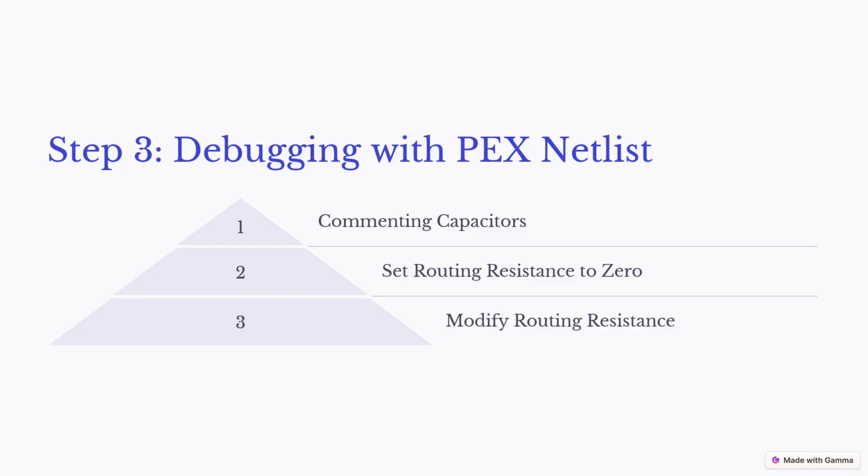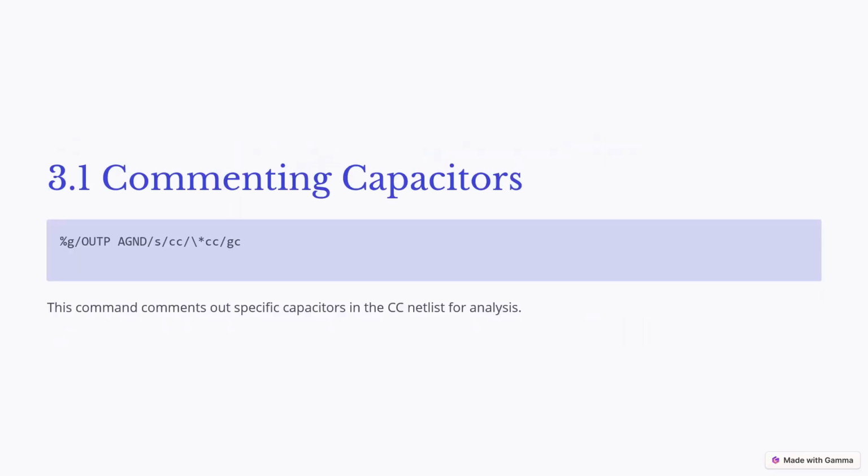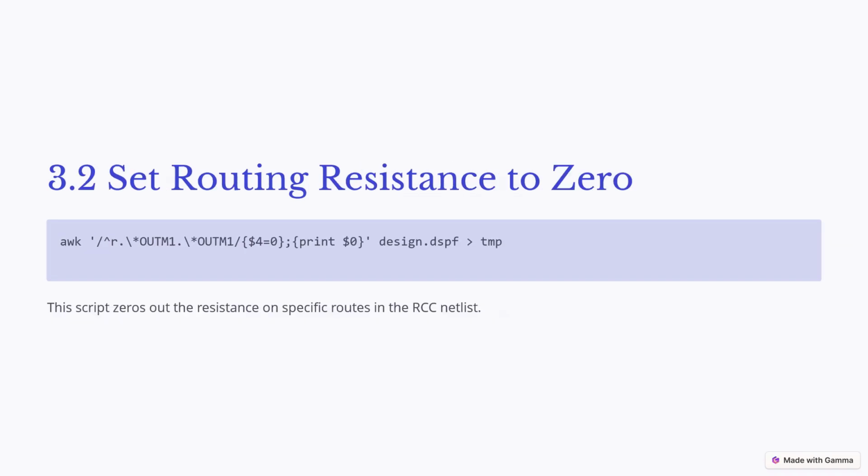Next, to address routing resistances, set them to 0 for the relevant paths. For example, to remove resistance from the OUTN1 route, use the following script. These steps help you debug, isolate parasitic effects, and get more accurate simulation results.